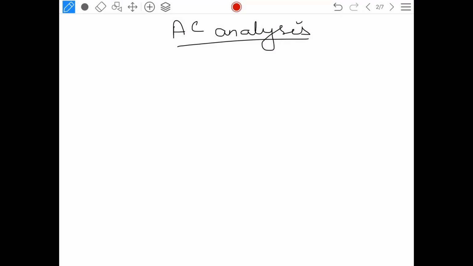To do an AC analysis, we need to know the basics of writing a small signal model. I have already explained in detail how we write a small signal model in the previous videos. Please refer to it. Here I am directly assuming that we already know AC signal analysis, and I am directly writing a small signal model. So let's write a circuit for it.